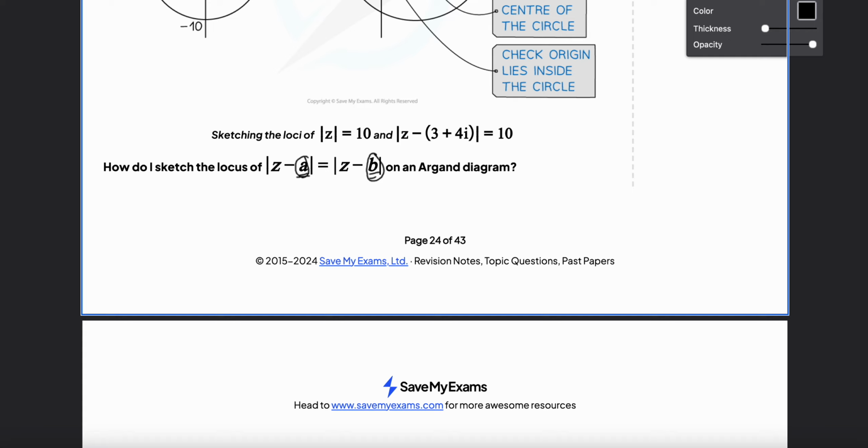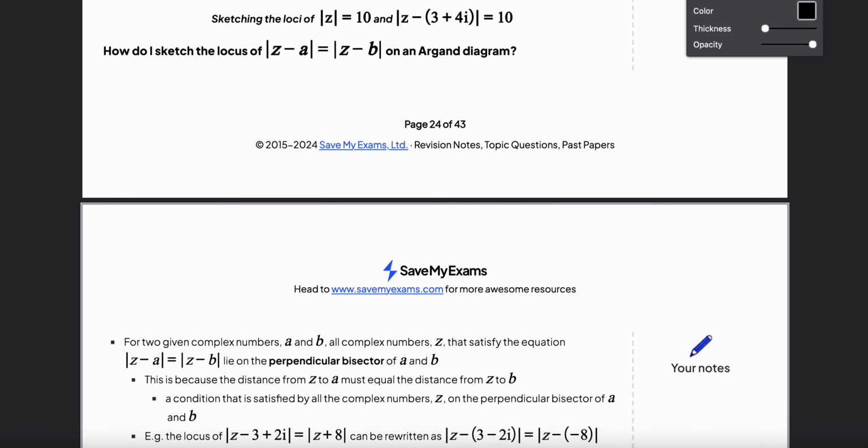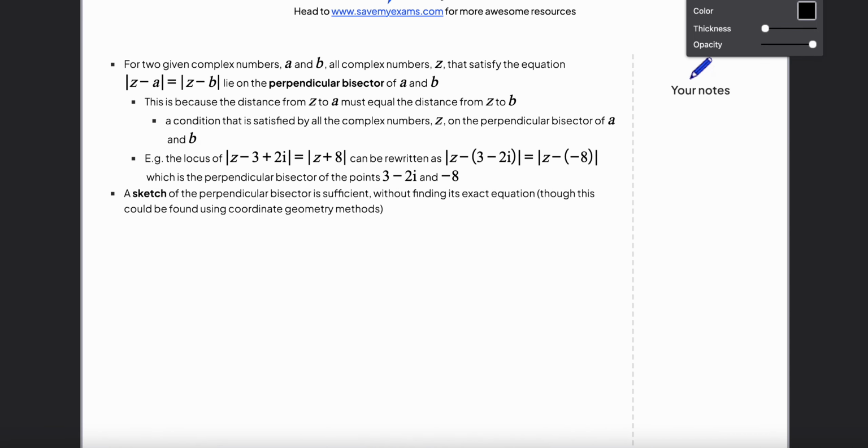So when I see the modulus of z minus a being equal to the modulus of z minus b, I know I should draw a perpendicular bisector between the points a and b. Okay, let's look at an example.